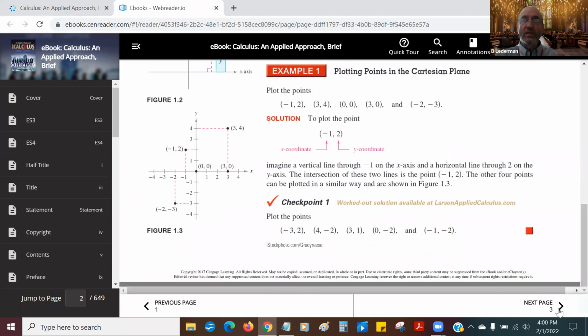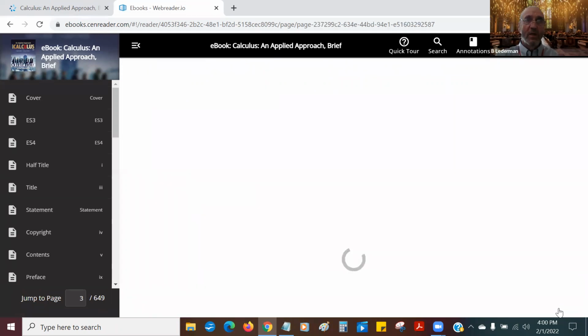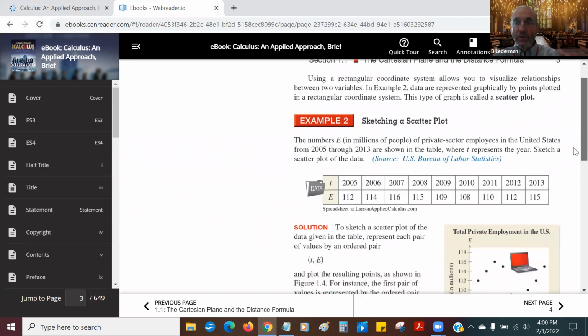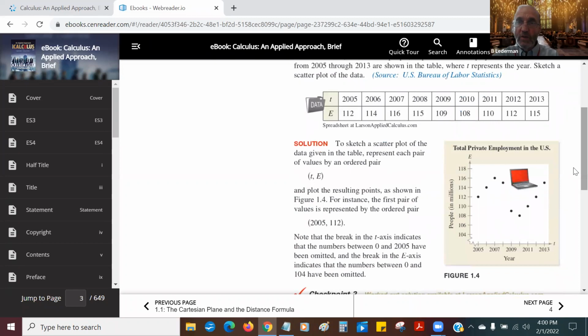Alrighty, let's go to the next page. That was page 2. And again, this is section 1.1, which is what we're going to do right now. To sketch this, it's what they call a scatter plot. It's kind of like graphing, but you don't have the lines.